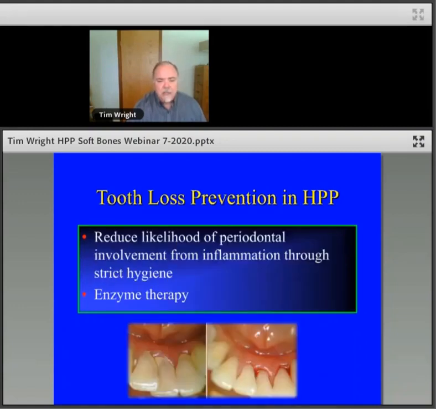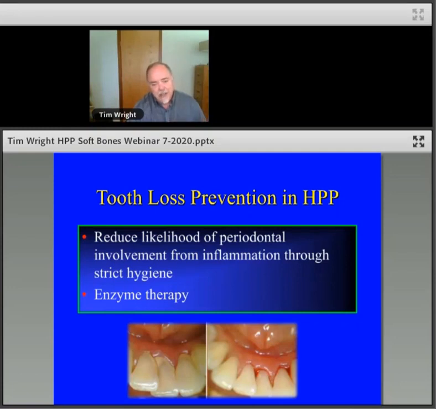So tooth loss, again, what do you do about this? Well, you want to prevent as much as possible from getting periodontitis. So you don't want to have the biofilm. You don't want to have local irritants. This is the tartar calculus that forms, especially around the backs of your lower incisors because your salivary glands dump out right down here. And that's got mineral in it. And so that will precipitate on your teeth, and that will be an irritant to your gums.